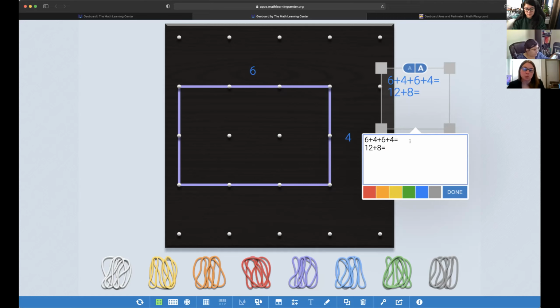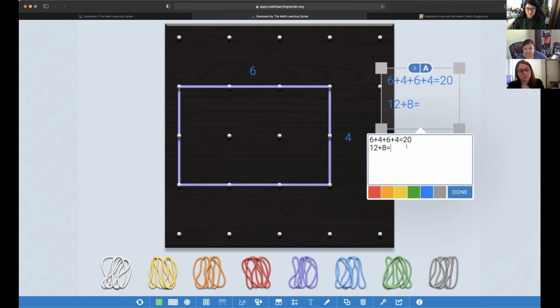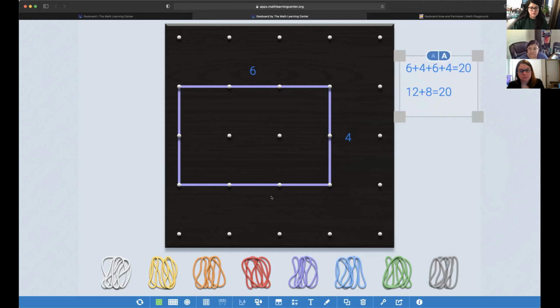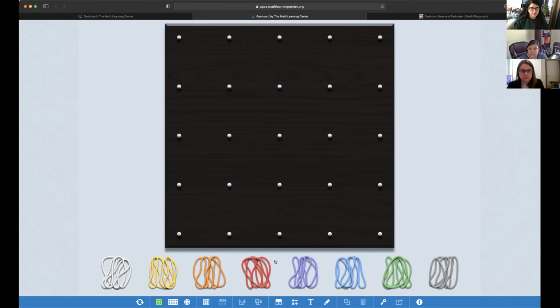20. 20, right? And the same goes for this. So when looking at a rectangle, that is one way that you can use a few different ways to solve for the perimeter. So now let me clear this. And we're going to look at another shape.